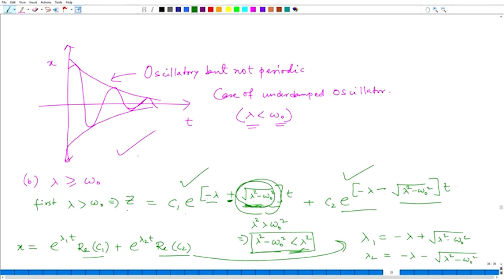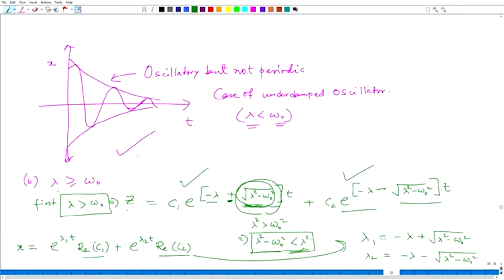So, you see that in this second case where lambda is greater than omega 0, that means the damping coefficient actually dominates over the natural frequency, then the system does not have any type of oscillatory motion. So, the displacement simply decreases exponentially with time.